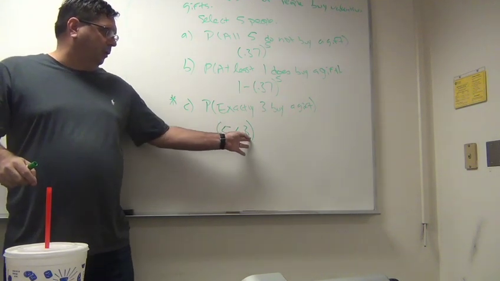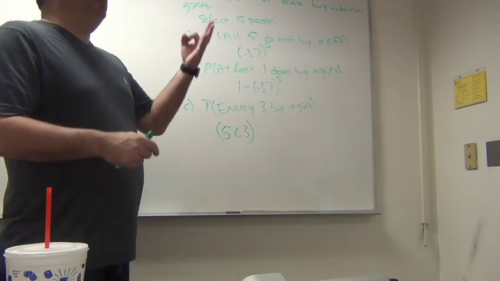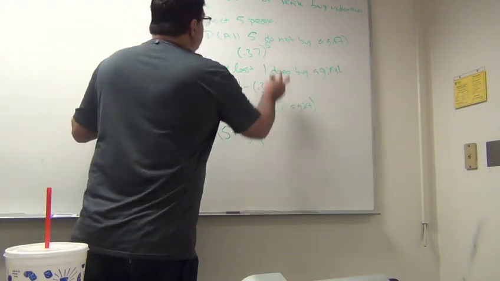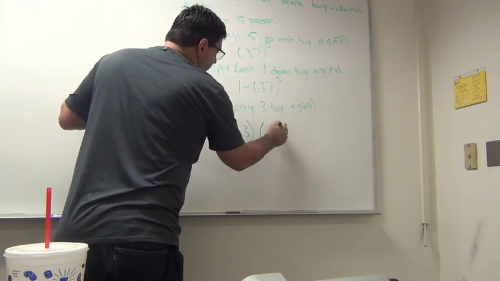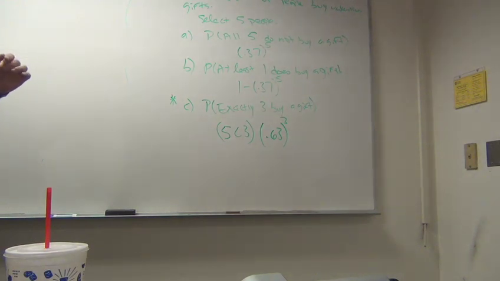So I don't know which 3 are going to do it. And then I need 3 people to buy a gift. Well, how do you do that? That's 0.63 raised to the 3rd.